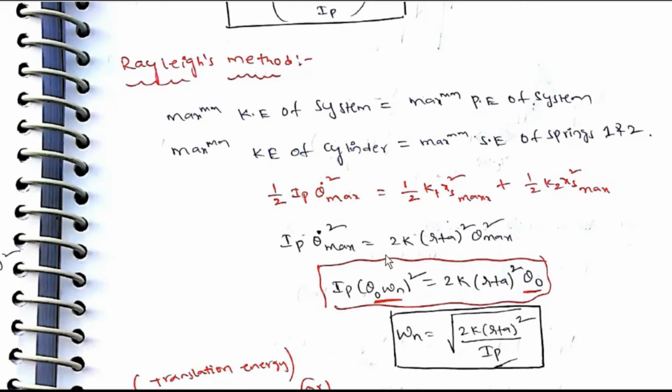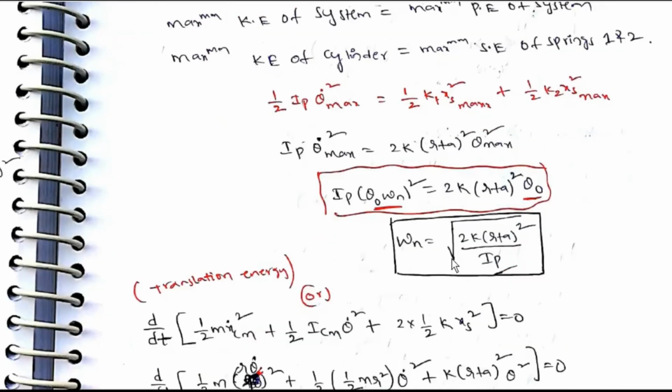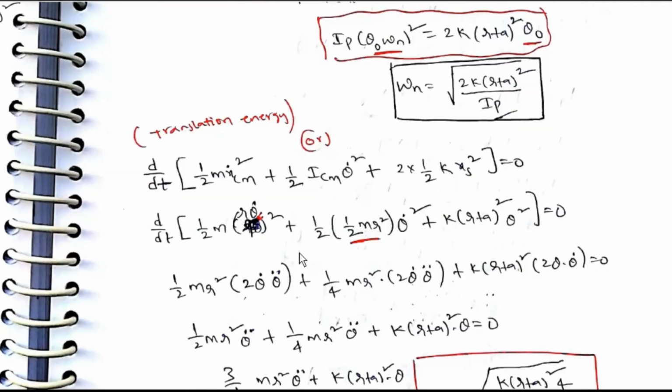Ip theta dot max square is equal to 2K into (r plus a) whole square into theta max square. Ip theta naught omega n whole square is equal to 2K into (r plus a) whole square into theta naught. Omega n into omega n is equal to root of 2k into (r plus a) whole square by Ip.